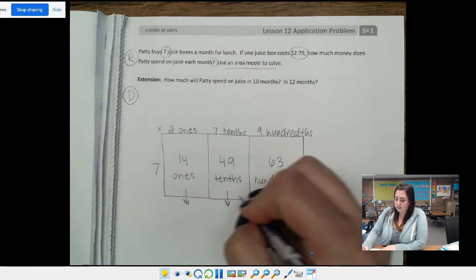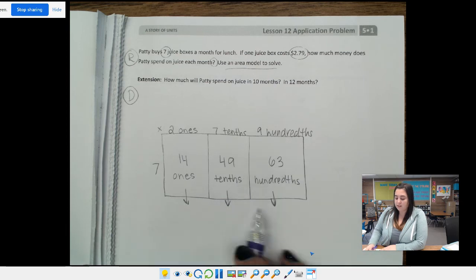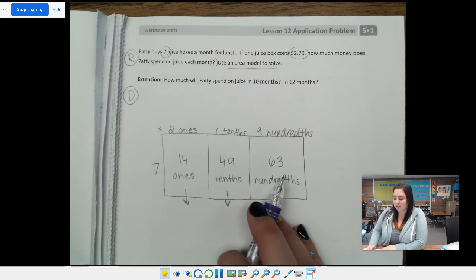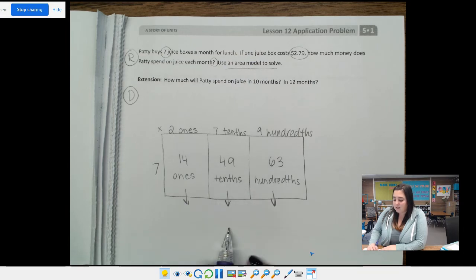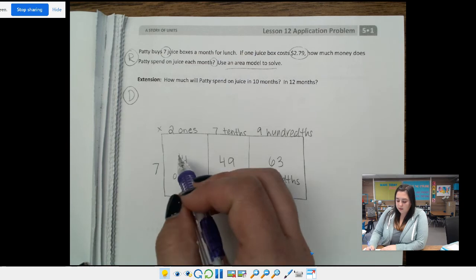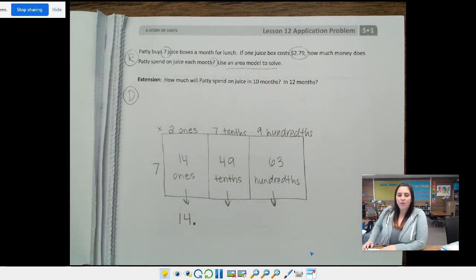All right, let's write these as decimals, because this is not just normal 49 or normal 63. It's 49 tenths and 63 hundredths. Fortunately, 14 ones is just a normal 14. It's like 14 $1 bills. I have $14.